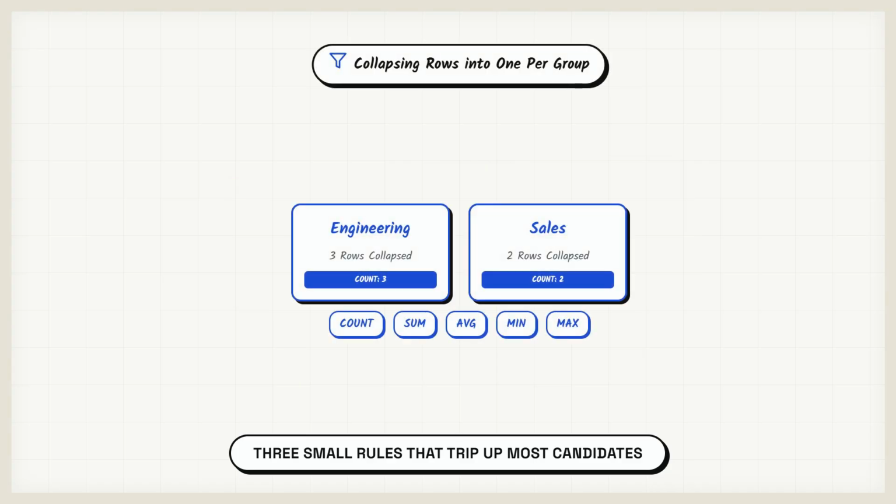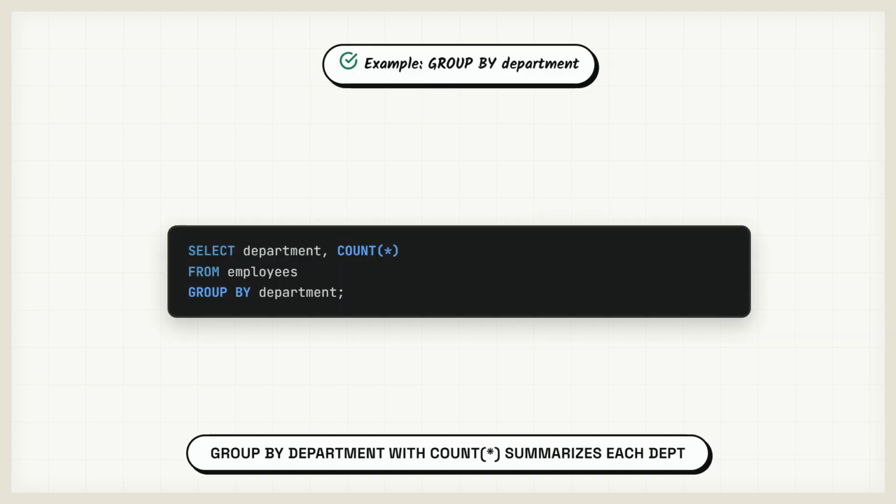Group by takes rows that share the same value in a column and collapses them into one row per group. Pair it with an aggregate function. Count, sum, average, min, or max, and you get one summary number per group. For example, group by department with count star gives you the number of employees in each department.